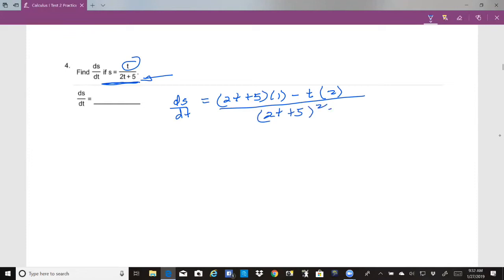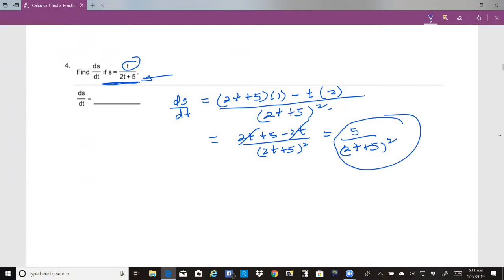And simplifying this, we get 2t plus 5 minus 2t over 2t plus 5 squared. The 2t's cancel out, and we get 5 over 2t plus 5 quantity squared. And that is the answer, which goes right here.